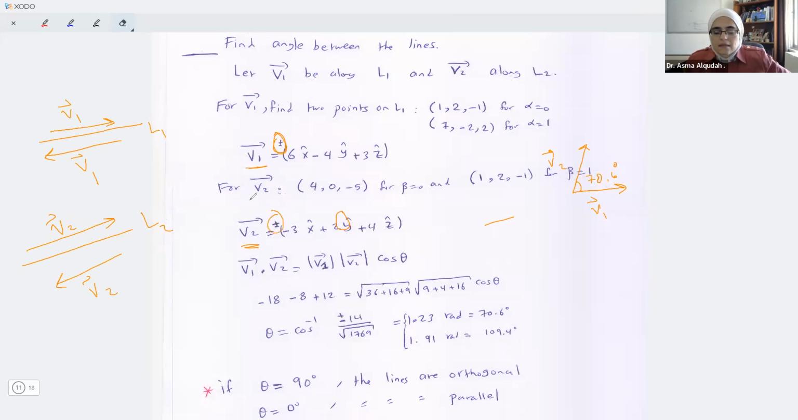And when we want to find theta, we have this plus minus sign. One time we substitute for the plus sign and we get this angle, and the other time we substitute for the negative sign and we get this angle. So the two lines could be this way, or they could be this angle, or they could be this way. Both results are correct.